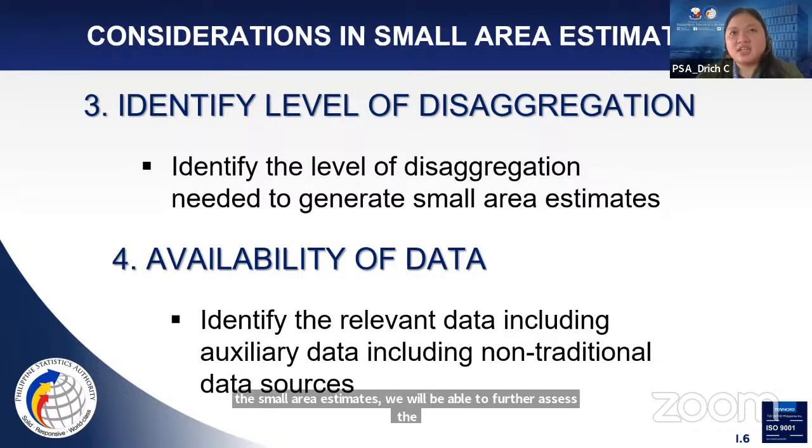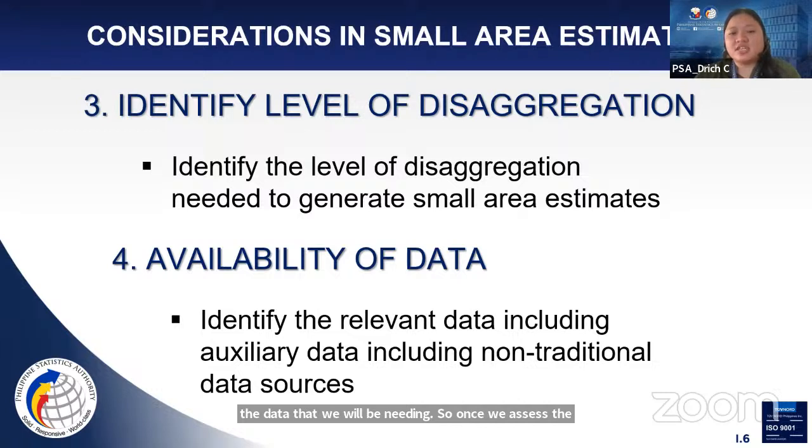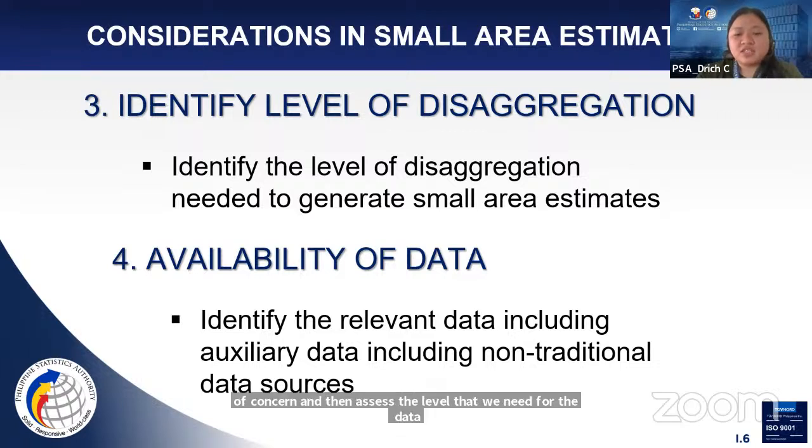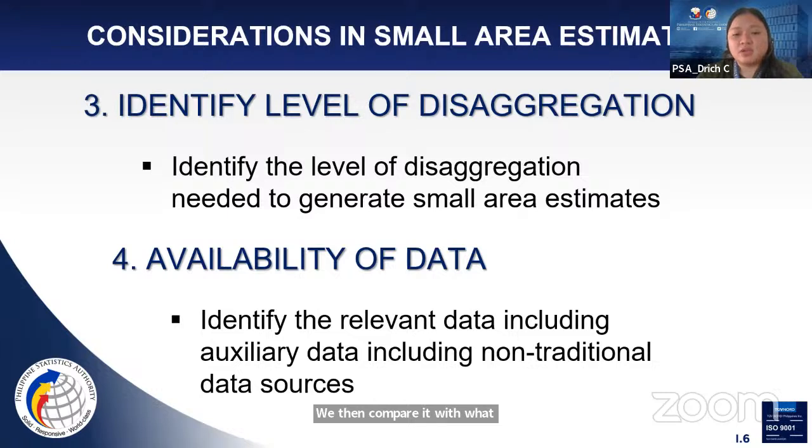So once we assess the topic of concern and then assess the level that we need for the data, we then compare it with what is the data available that we can use or that is relevant to the concerned topic. And then we should also try to explore other non-traditional data sources such as big data, satellite images, citizen-generated data. It will be up to the group to identify relevant indicators to help better generate reliable small area estimates.